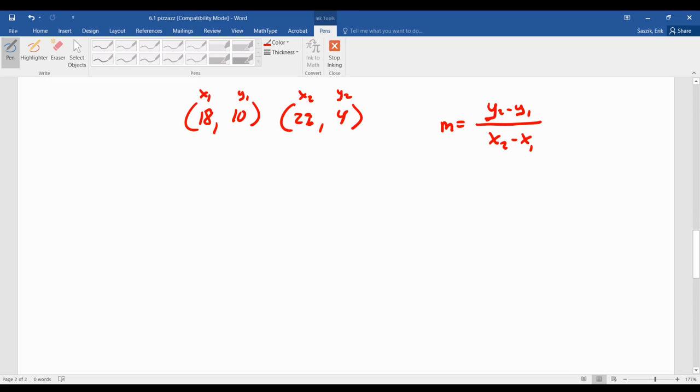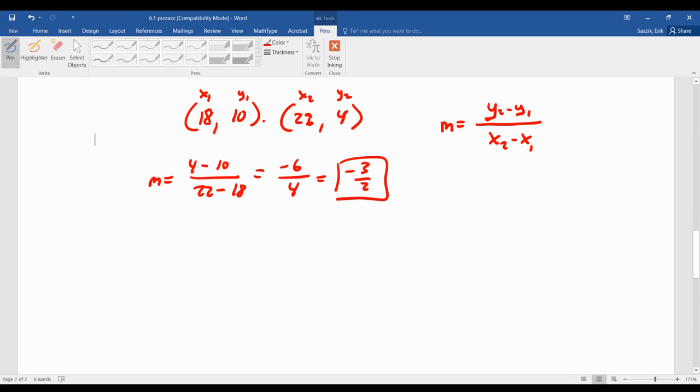Now it's easy when the numbers are positive. So, y sub 2, that would be the 4. 4 minus y sub 1, which is 10, over what? 22 minus 18. So 4 minus 10 is -6. That's going to be 4. Don't forget to reduce your fraction. The slope of this is -3 over 2.